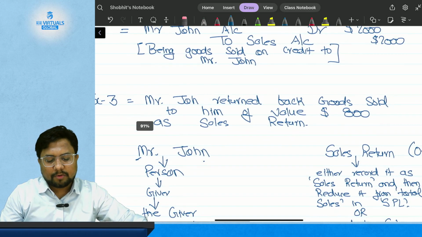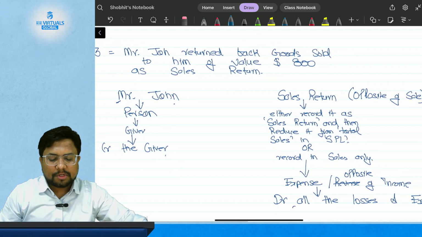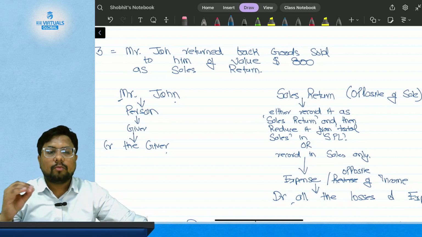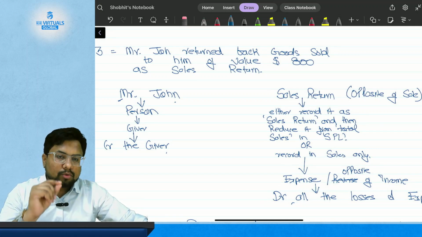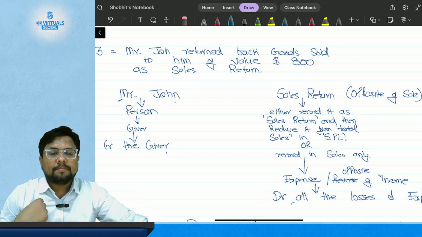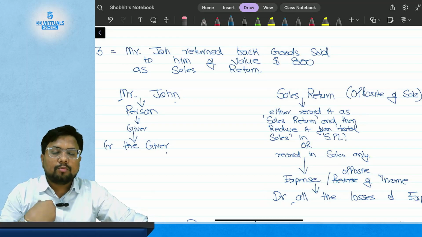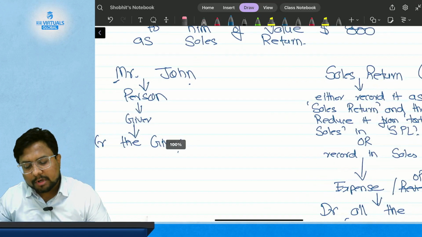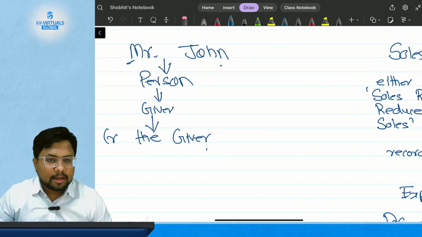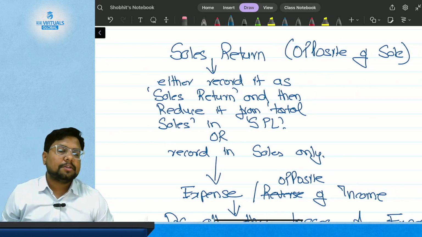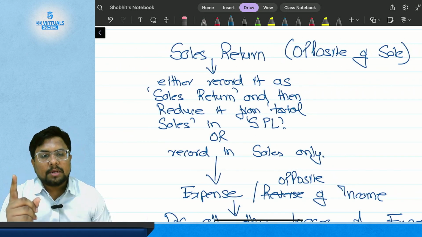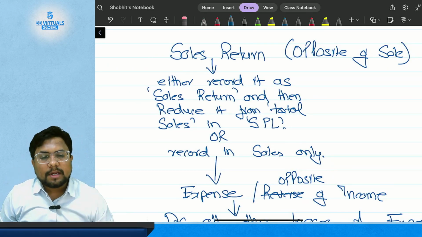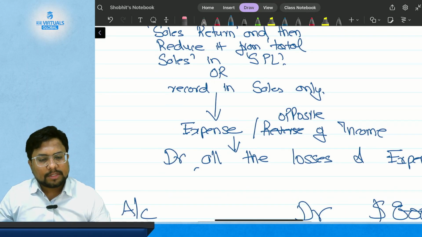Then comes the third example, where there was a sale return from Mr. John of $800. When it comes to sales return, Mr. John becomes the giver and I become the receiver. But I will not record myself in my own books, so I will record Mr. John. John becomes the giver, and the rule regarding the giver says credit the giver. Sale return is the opposite of sale. If sale was the income and the rule says credit all the income and gains, then sale return is the opposite of income, so the rule will be debit all the losses and expenditure.